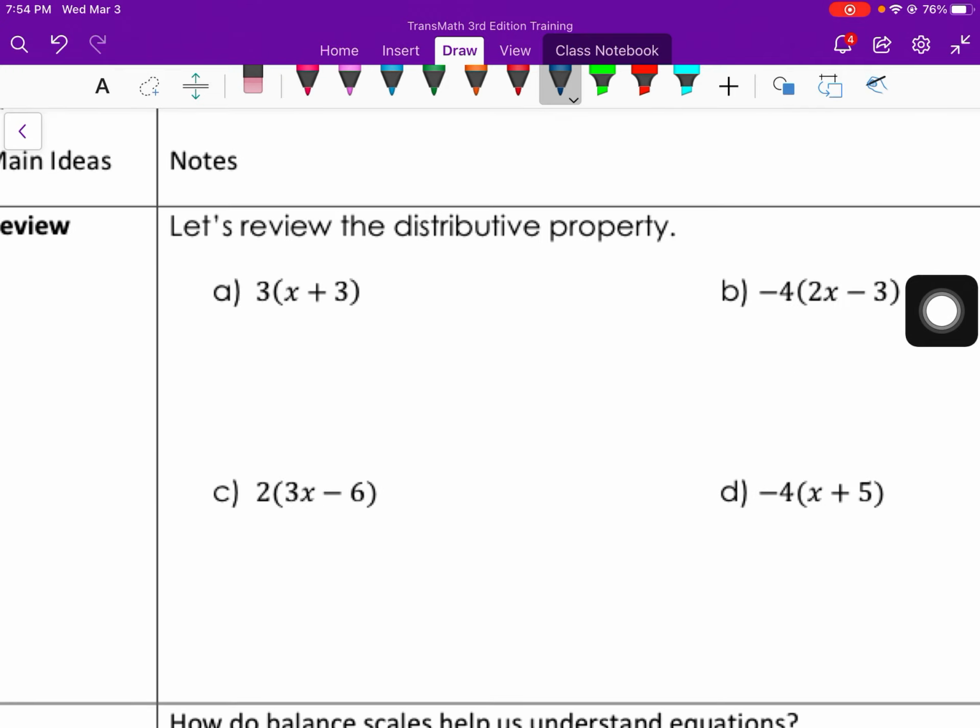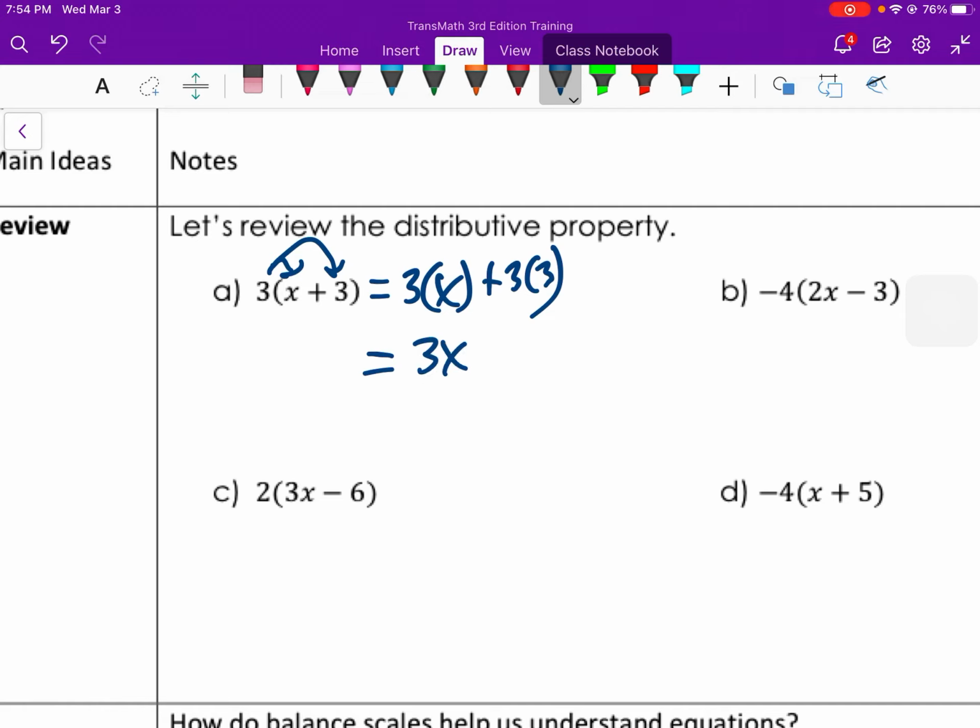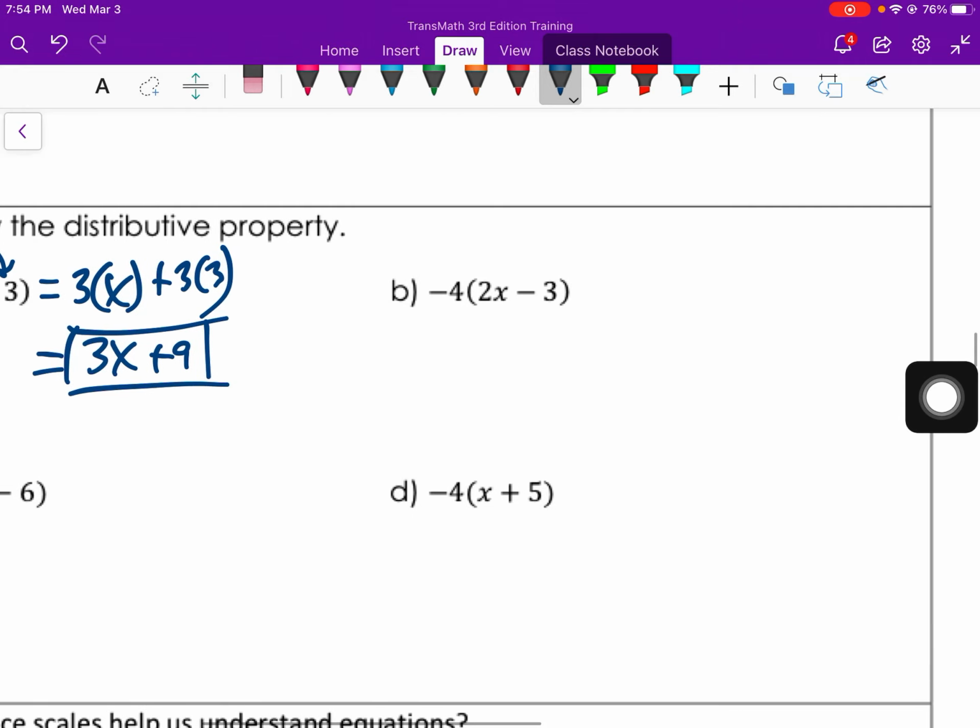So to start, we're going to review the distributive property, and when we distribute, we're going to distribute this whole thing to each piece. So that becomes 3 times x plus 3 times 3, and then we can multiply. So that's 3x plus 9, and we multiply each piece, and then that would be simplified. And that's what we'll be doing here while we're reviewing.